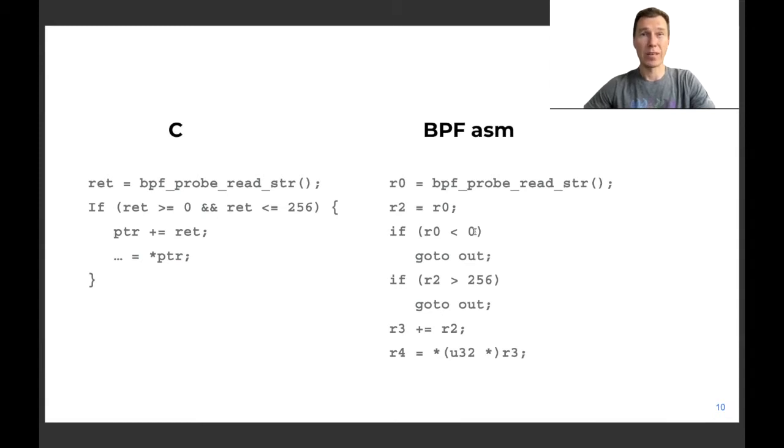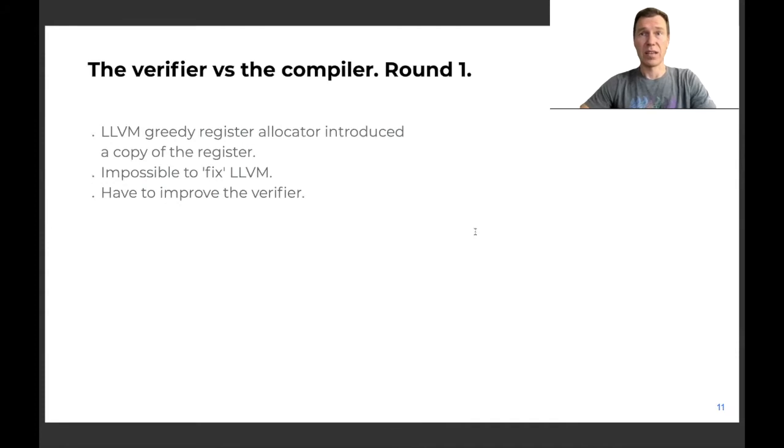Why would the compiler do such an optimization? It turned out that under register pressure, the LLVM greedy register allocator introduced a copy of a register. This kind of transformation is not something we could tell LLVM not to do. We had to make the verifier smarter.